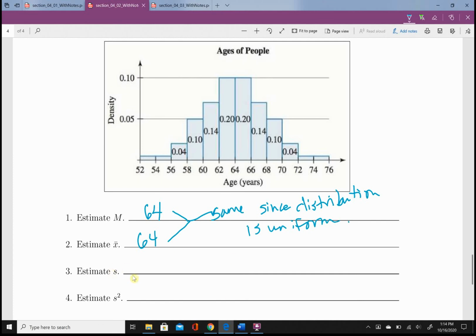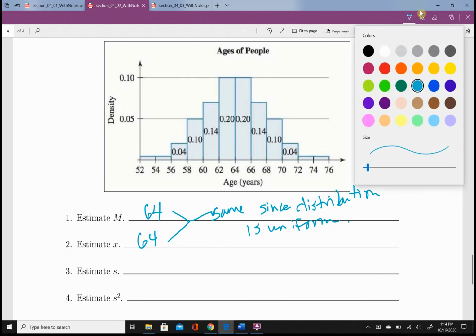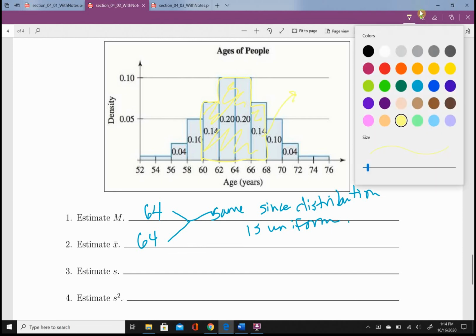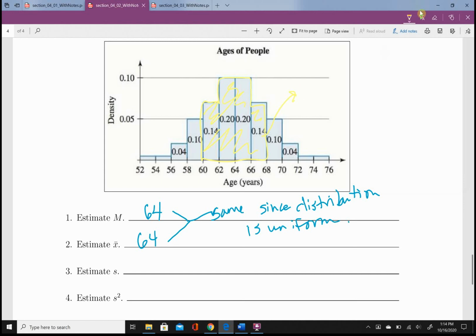Estimate S. Well, it looks like if we add up the densities of these 4 middle bars here, you get 20 plus 20 is 40, plus 14 is 54, plus another 14 is 68. So check this out. Here appears to be 68% of the data, right? Like that was just worked out so beautifully. I'll make it dark orange, 68% of that data.